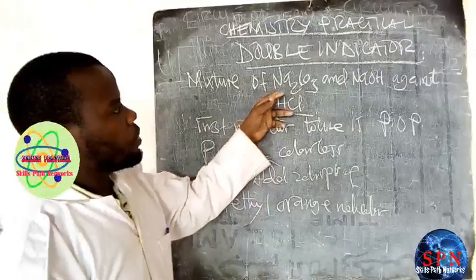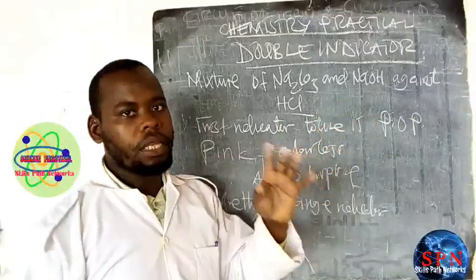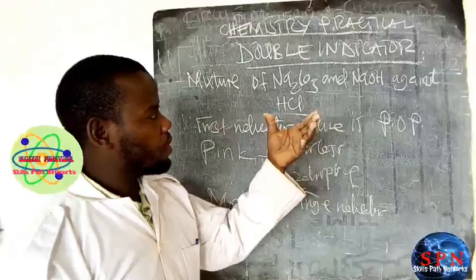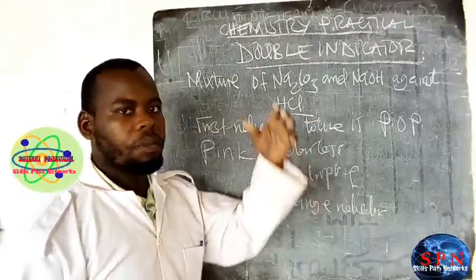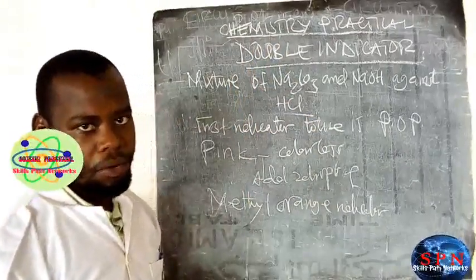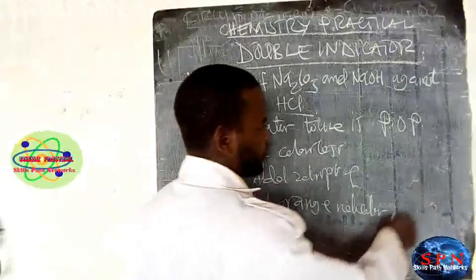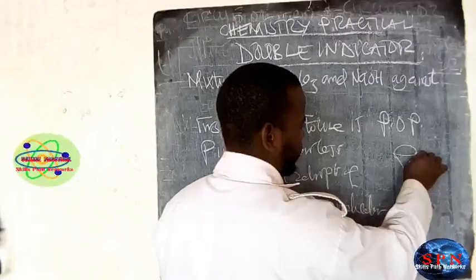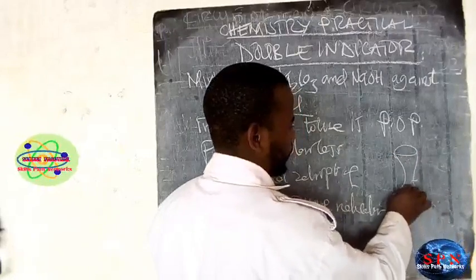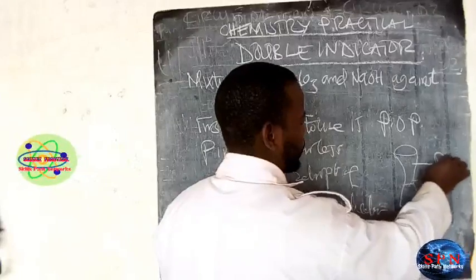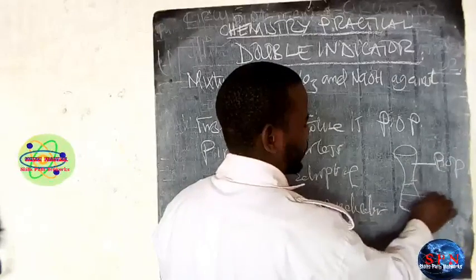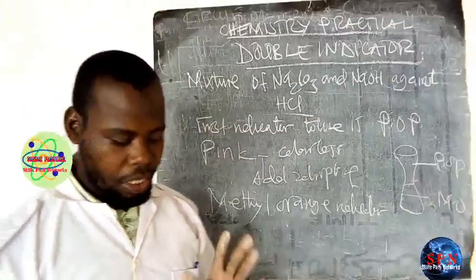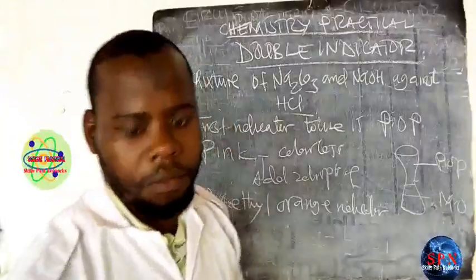It means sodium carbonate and sodium hydroxide will be in the conical flask, and the hydrochloric acid will be in the burette, at the top. In the conical flask the first indicator will be POP, and at the end we are going to use methyl orange. That is the system of performing titration.